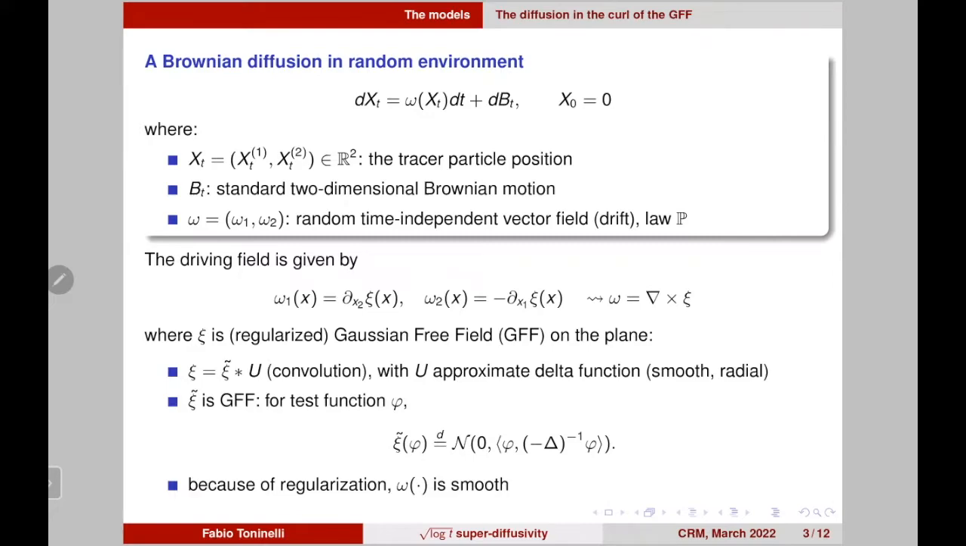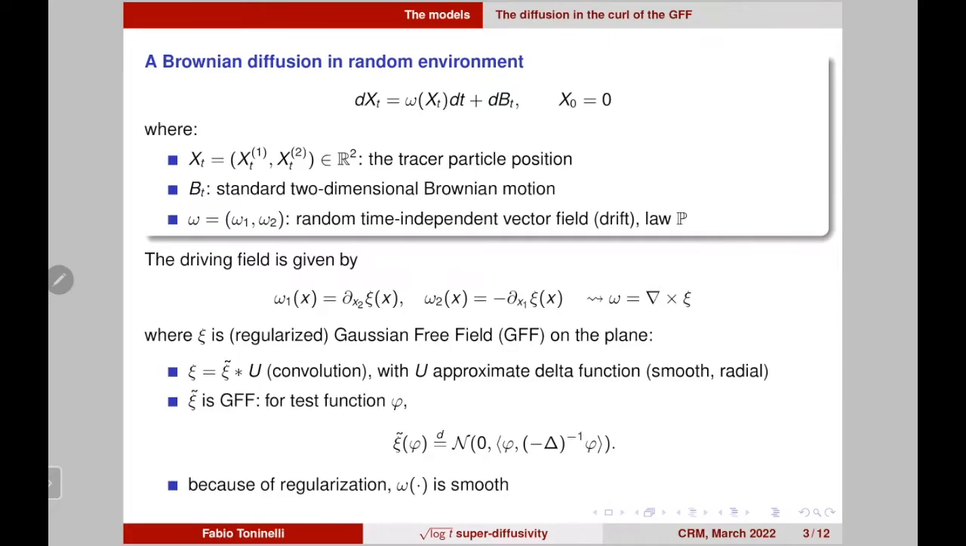So in order to have an equation which is perfectly well defined, we simply regularize it in space. We call xi, without a tilde, the space convolution of the Gaussian free field with some approximate delta function u. So u is some bump function, say rotationally symmetric, smooth, compactly supported, something like this. You convolve xi tilde with that. Now you obtain a field xi, which first of all doesn't have a tilde, and more importantly is smooth. So now xi is really a function of space that is as smooth as you like. And now given that xi, you define this vector field omega. This is the driving field.